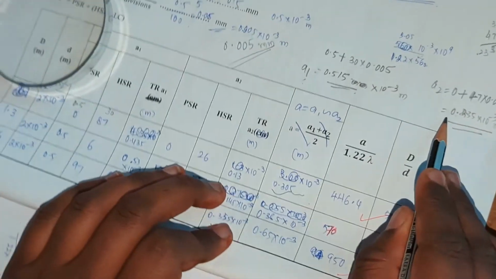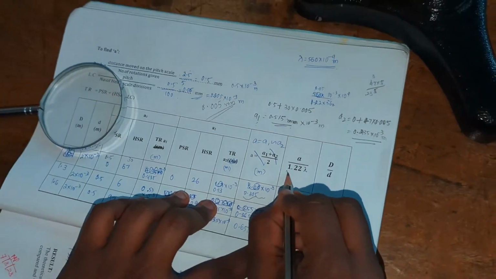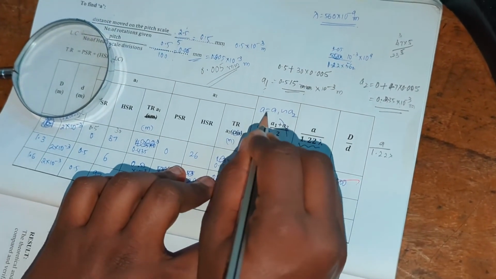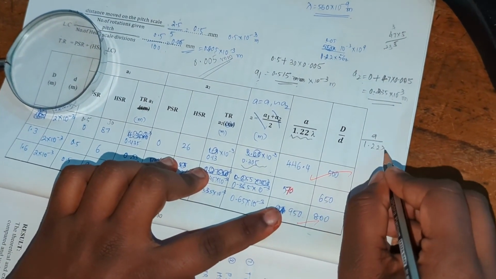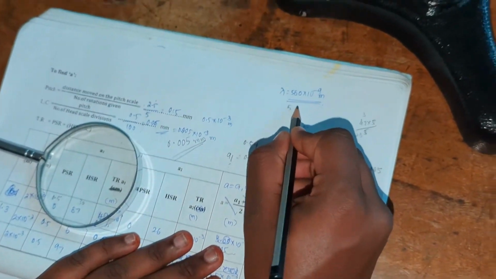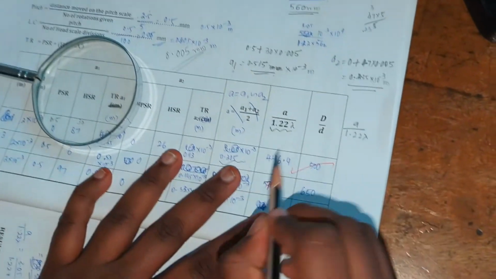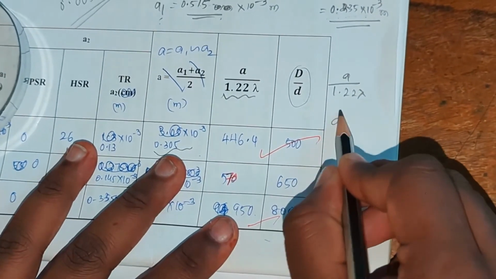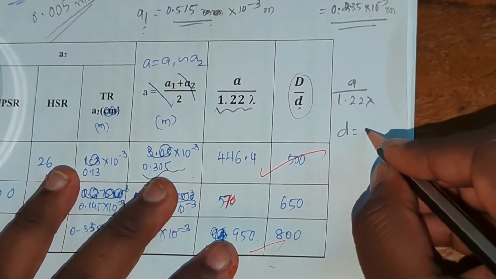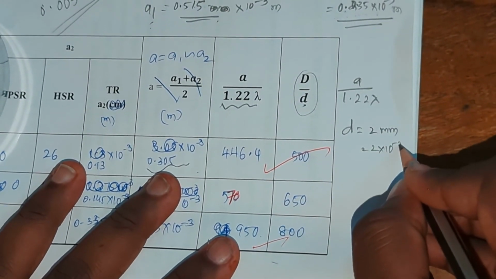So 0.515 minus 0.235, you get around 0.3 millimeters. Then you apply the formula A by 1.22 lambda. A is what you have found, A1 minus A2. Lambda is the wavelength of sodium, that is 560 nanometers. Convert it to meters. And then d by D. The small d is the distance between two slits, which is 2 millimeters, that is 2 into 10 to the power minus 3 meters.